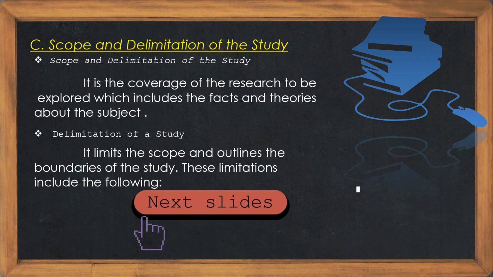How about the delimitation of the study? Again, we define this as it limits the scope and outlines the boundaries of the study. This limitation includes the following.